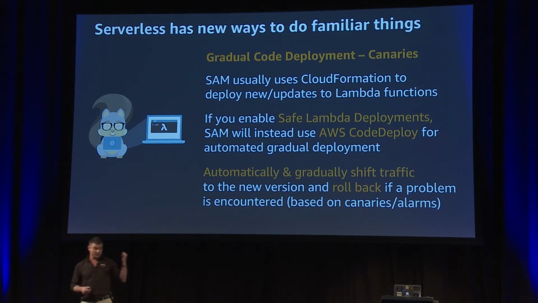But I'll show you the code in a second, you basically turn on safe deployments, and what we will do behind the scenes is we will automatically use AWS CodeDeploy to create an alias for that Lambda function, and for all of the traffic that's coming into your Lambda function, we'll send some of the traffic to the new version and most of the traffic to the old version. And then over time, we will migrate all the traffic to the new version. If at any time something goes wrong, it will automatically roll back. So it's a very safe way of deploying your Lambda functions.